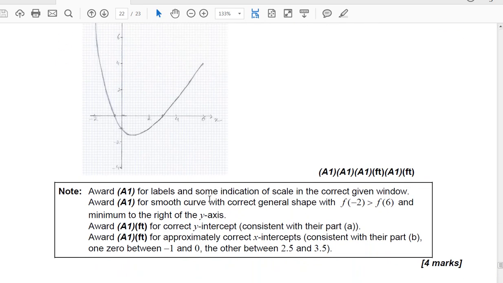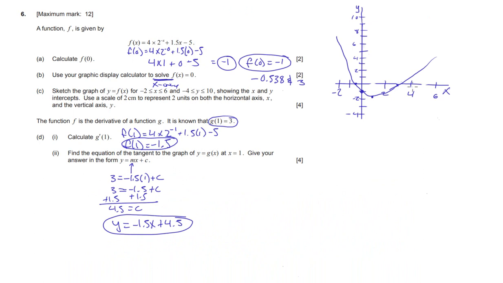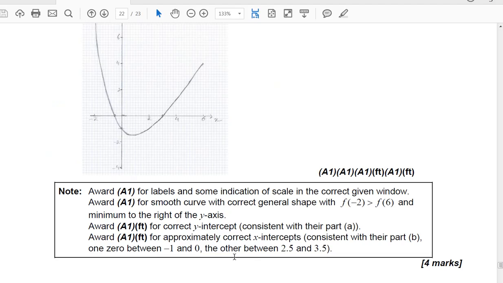So award A1 for labels. There's our labels, x and y, we had those, and some indication of scale in the correct given window, which we did. Award A1 for a smooth curve. My curve is not very smooth. You'll want to try to make your curve look smooth, with correct general shape. I imagine they're going to cut you a little slack here, because that's fairly smooth, but there's some goofy little spots in there too. So I think you'll be okay on that.